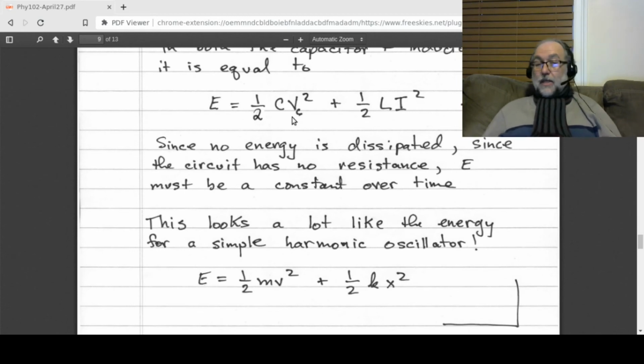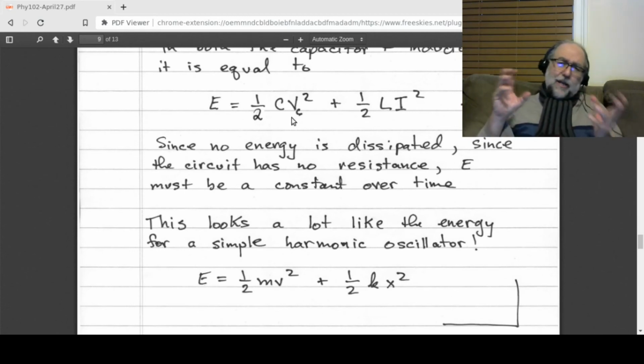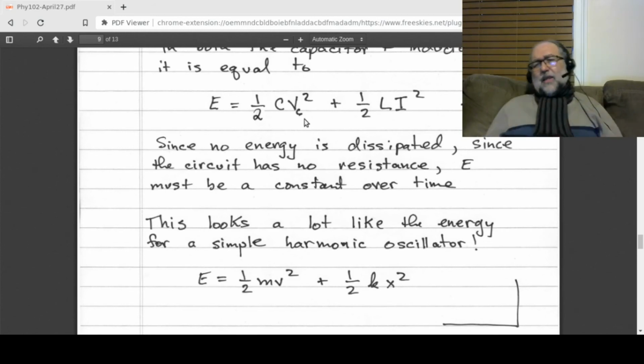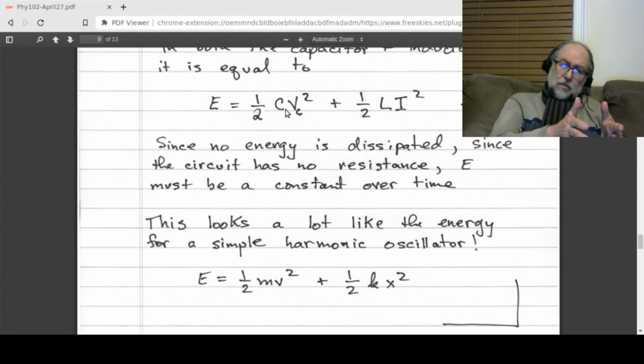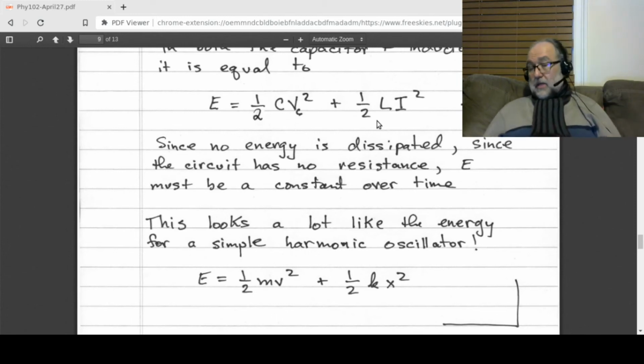The energy oscillates back and forth, but not really between kinetic and potential, unless you want to think of the current as some kind of kinetic energy. I guess you could think of it that way. But it oscillates back and forth between all the energy being in the capacitor and all the energy being in the inductor. And that's what causes the oscillation here. We're going to plug back into this formula in a minute. You'll see that that energy is in fact constant over time.